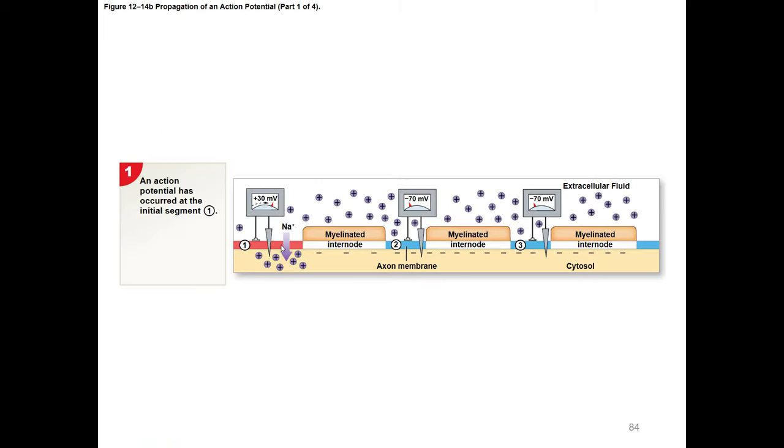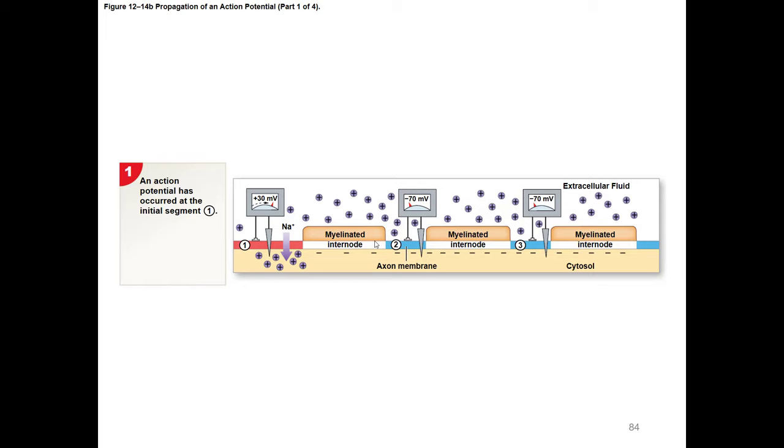So here's our neuron. This is our membrane. This is the outside of the cell or extracellular fluid. This is the cytosol. And what you can see here is this is our myelin. So it could be an oligodendrocyte. Remember those that wrap the cell. Or it could be a Schwann cell. Those are the ones that hug the axon. So this myelination or insulation represents areas we can skip over.